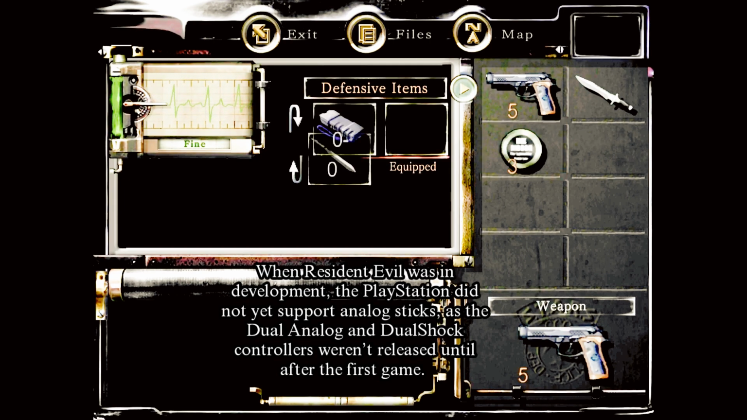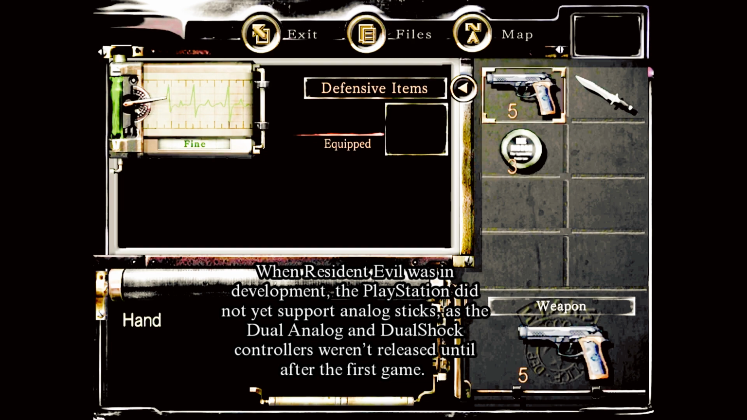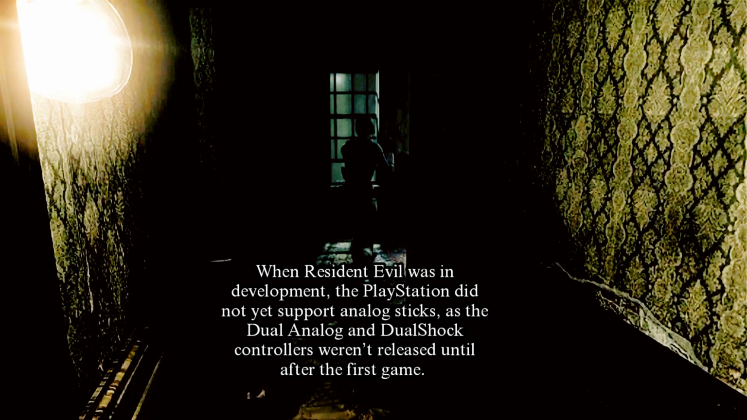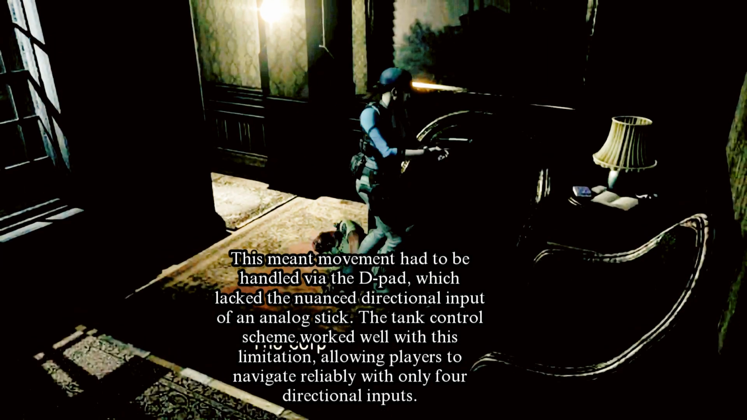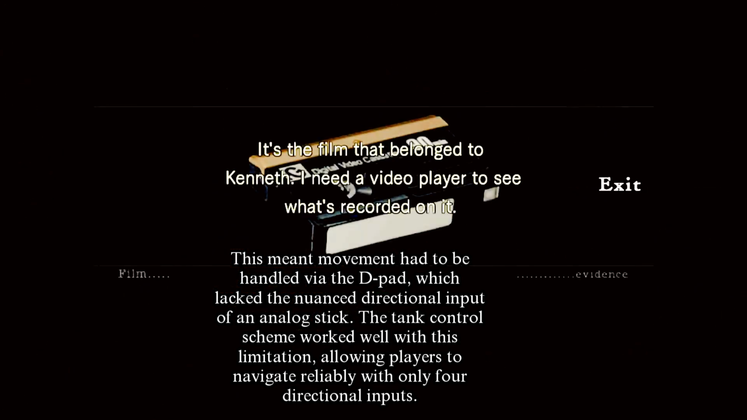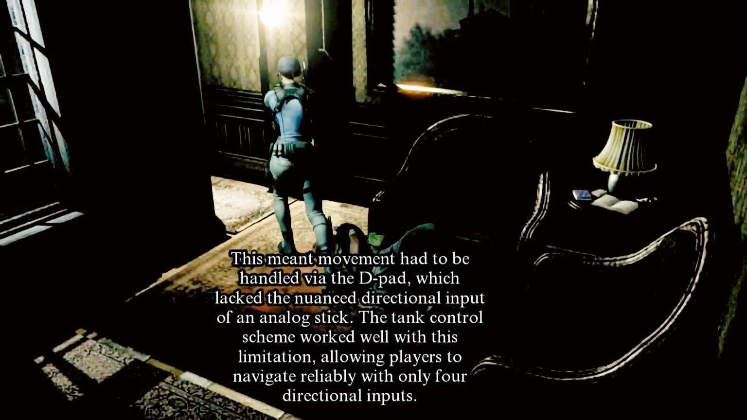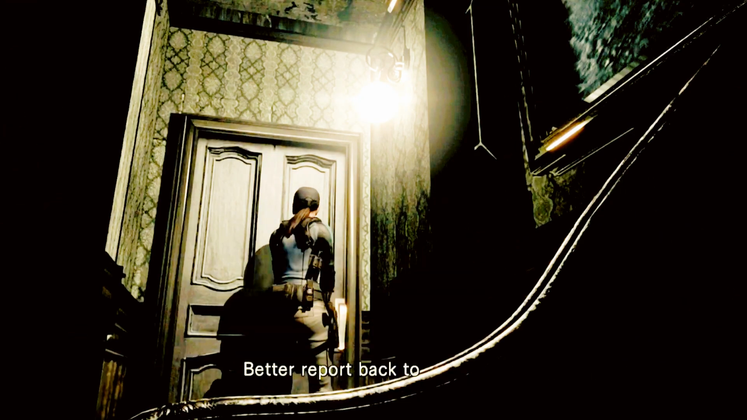When Resident Evil was in development, the PlayStation did not yet support analog sticks, as the Dual Analog and DualShock controllers weren't released until after the first game. This meant movement had to be handled via the D-pad, which lacked the nuanced directional input of an analog stick. The tank control scheme worked well with this limitation, allowing players to navigate reliably with only four directional inputs.